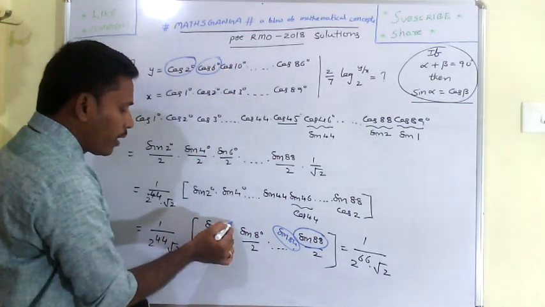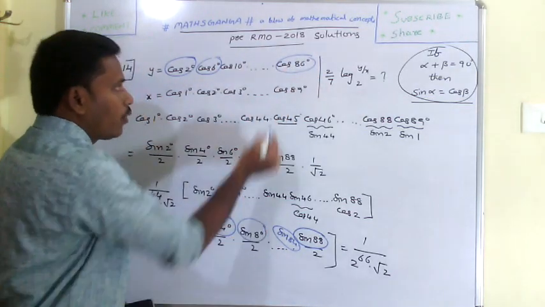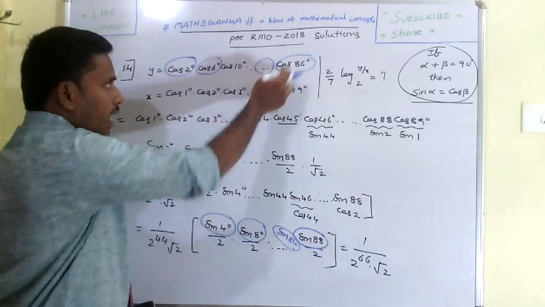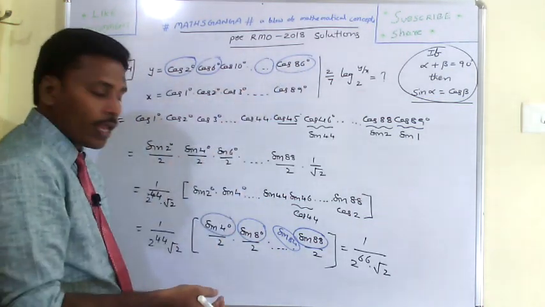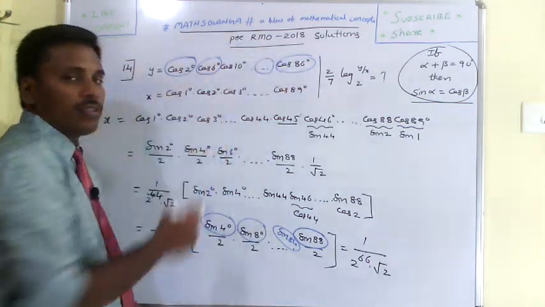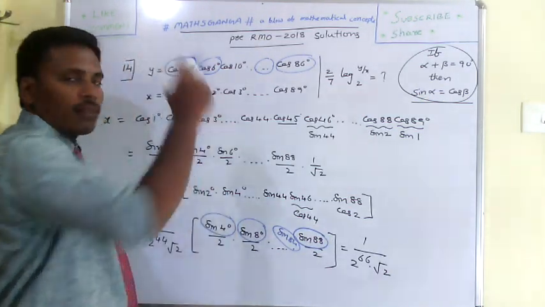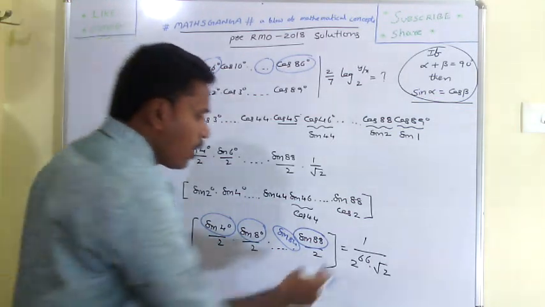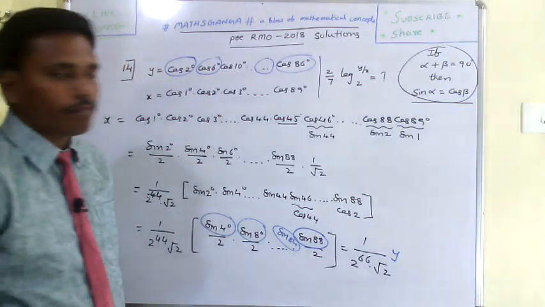Like this, if you come, this sin 4 is equals to cos 86. This sin 8 is equals to the before term. Since the sum of the angles 86 and 4 is 90, so sin 4 and cos 86 both are same. Like that, if you compare, the product of all these terms is equals to the product of all these terms. So I can replace this product with y. So x on simplification is 1 by 2 power 66 root 2 into y.